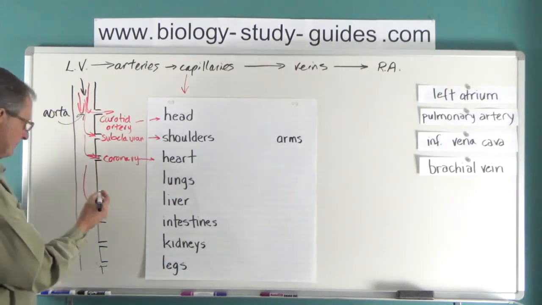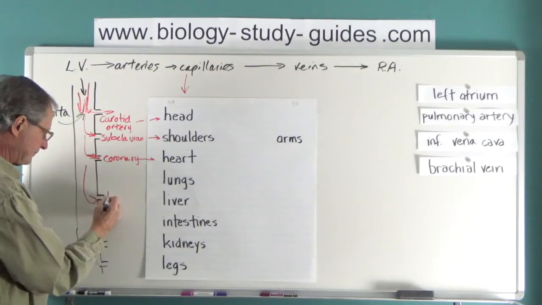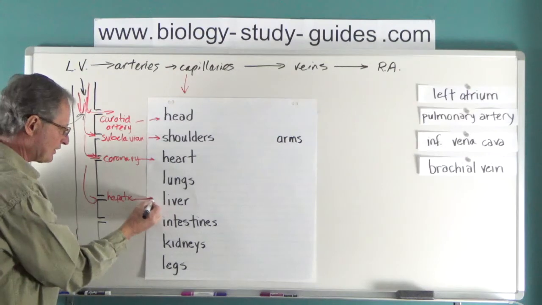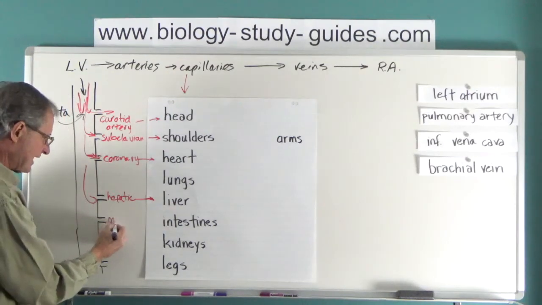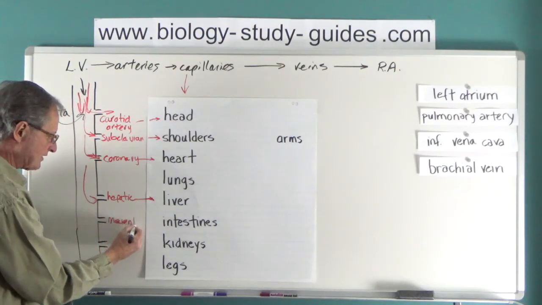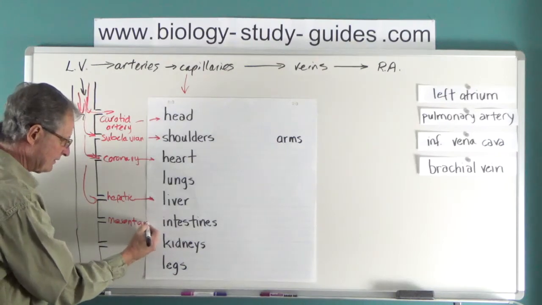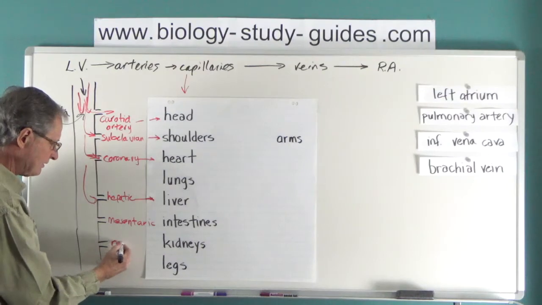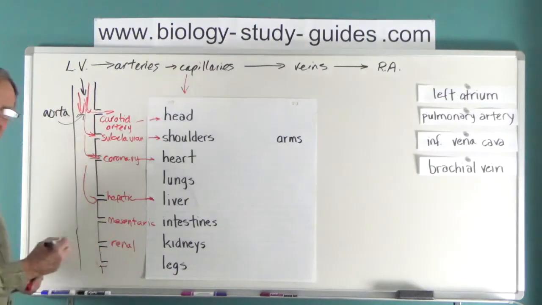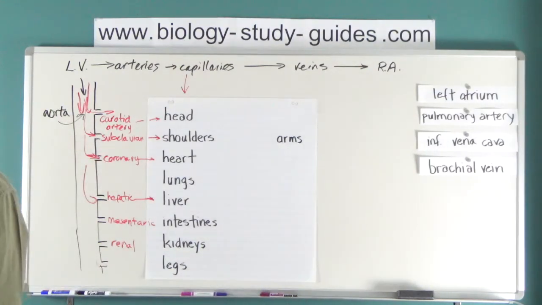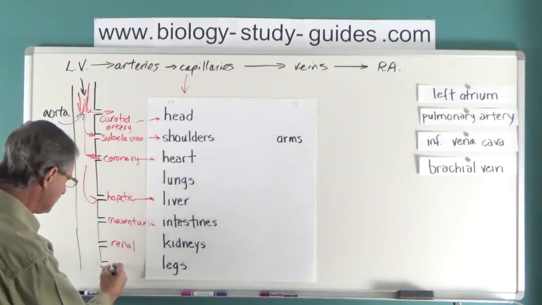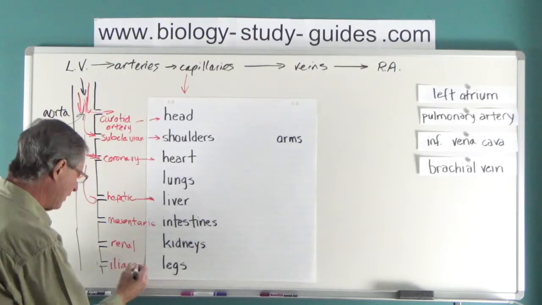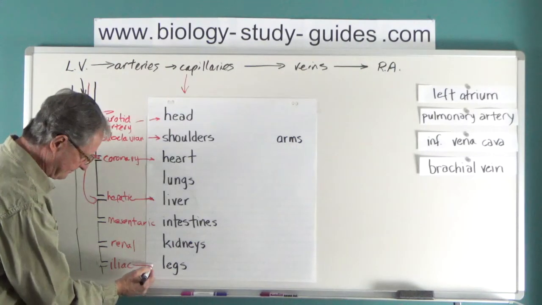The liver, hepatic is the word that refers to liver. Intestines, mesenteric. Kidneys is renal. You'll recognize a lot of these terms. Iliac, arteries that go to the legs.